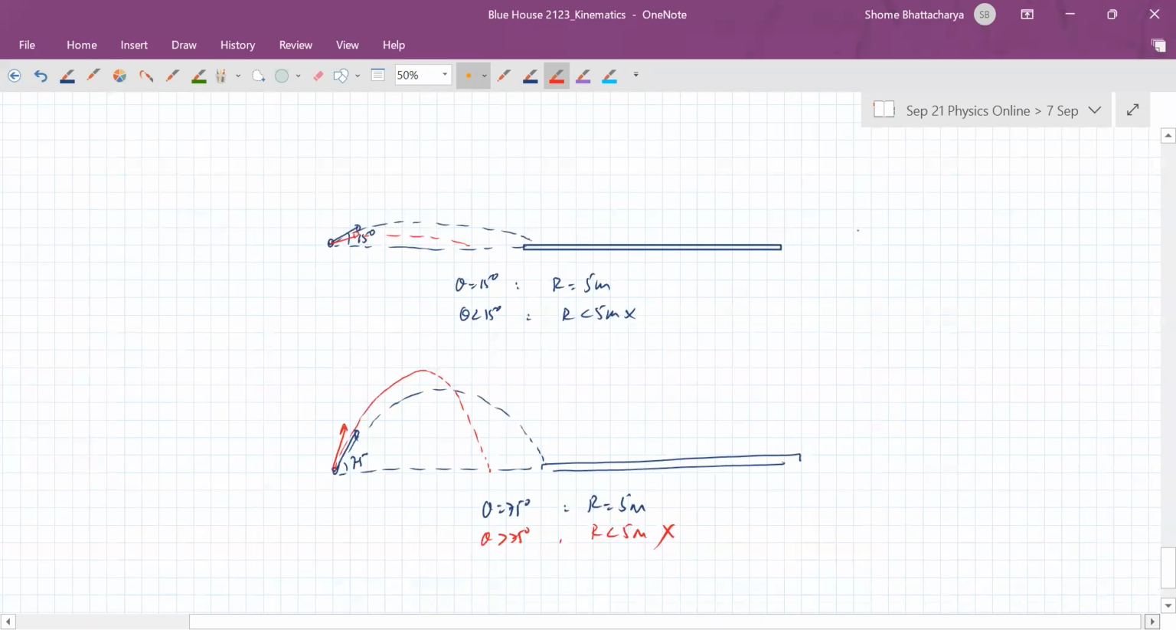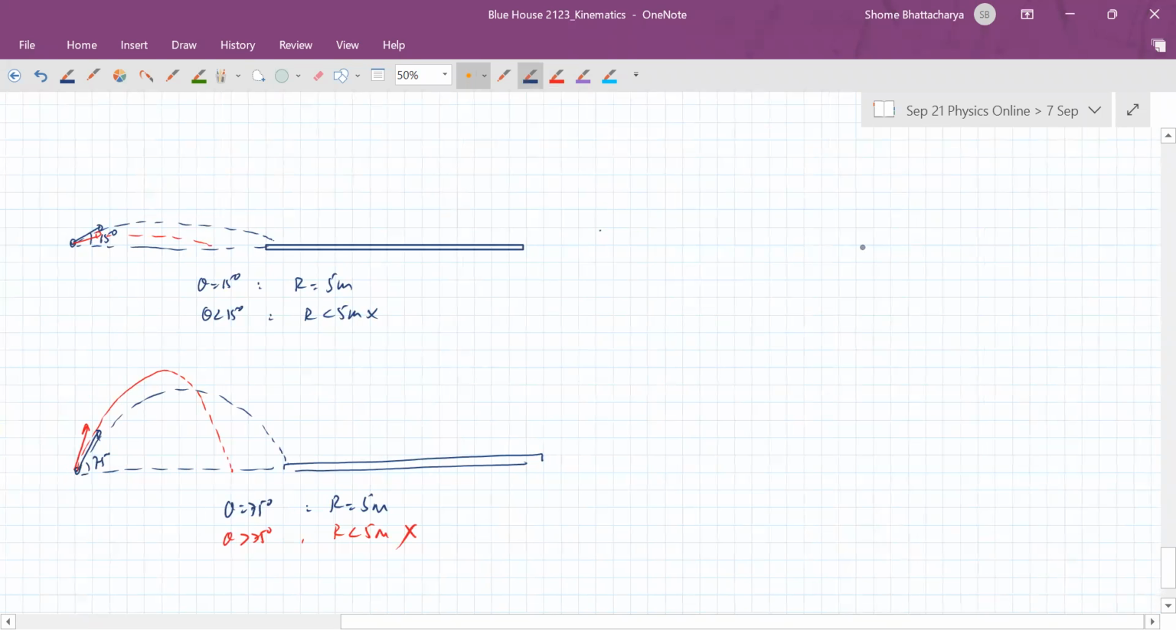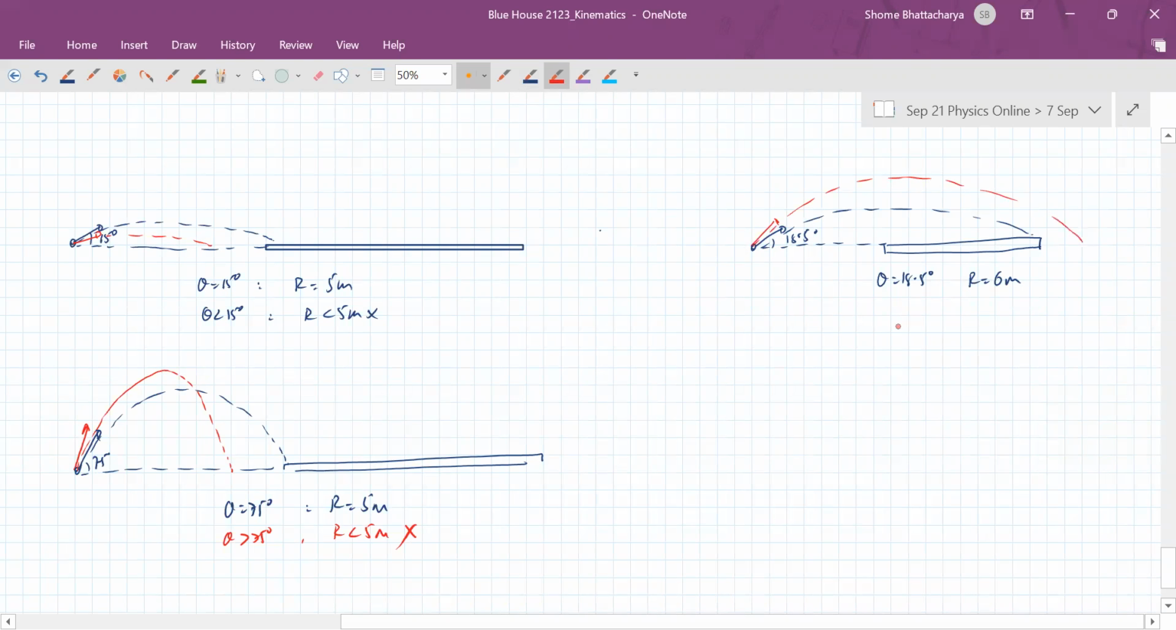So the other end of the spectrum is when I wanted to hit the other side of the board. If I'm going for small angles comparatively, I have to go for 18.5 degrees, which just about hits here. So the range is equal to 6 meters. But if I go for an angle greater than 18.5, then it's going to miss it. I don't want this.